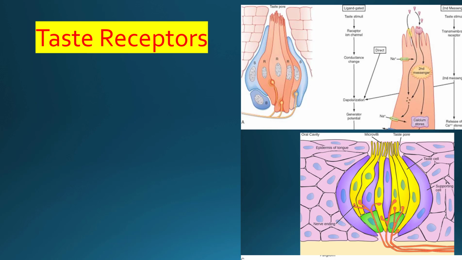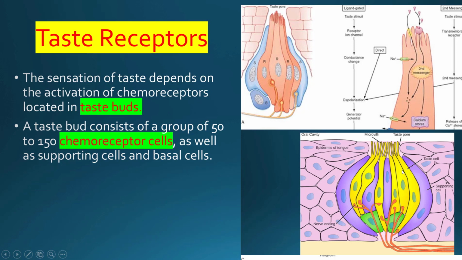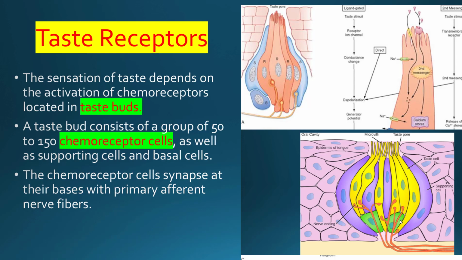Taste receptor. The sensation of taste depends on the activation of chemoreceptors located in the taste bud. Here you can see this is the taste bud, and the taste receptors are located in this taste bud. A taste bud consists of a group of 50 to 150 chemoreceptor cells as well as supporting cells and basal cells. These are the basal cells, these are the chemoreceptor cells, these are the supporting cells, and these are the basal cells. The chemoreceptor cells synapse at their bases with primary afferent neurons. Here you can see that these chemoreceptor cells make a synapse with the afferent nerve fiber.